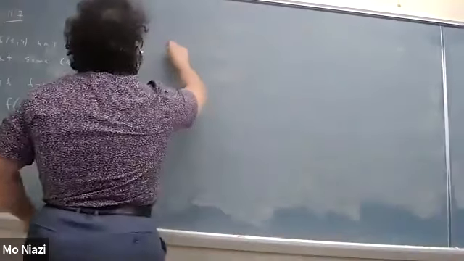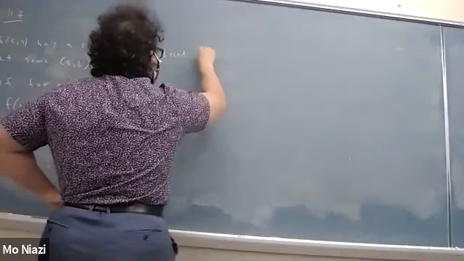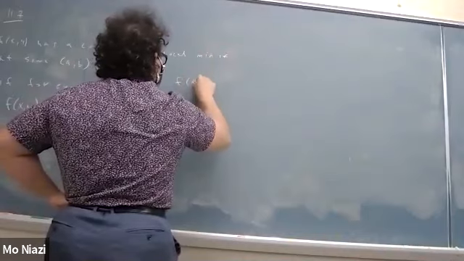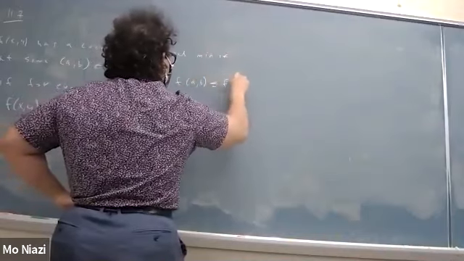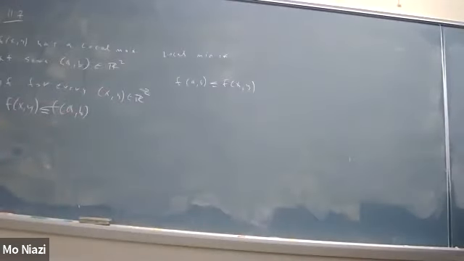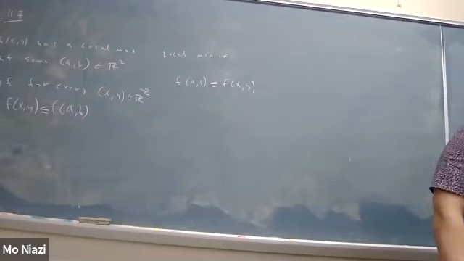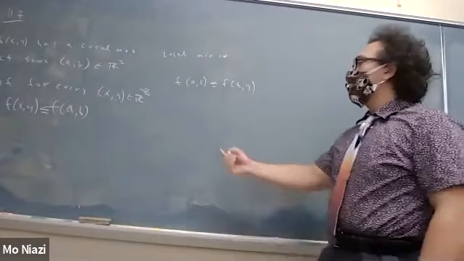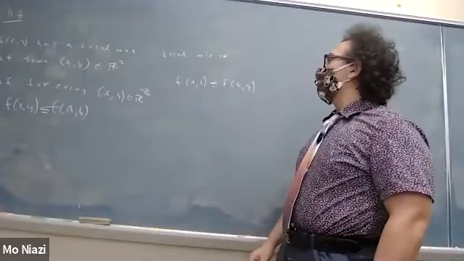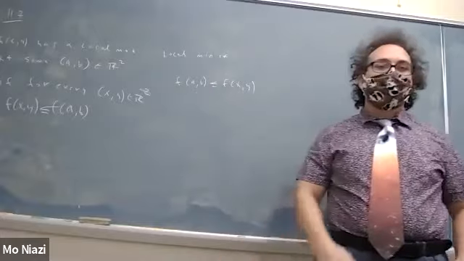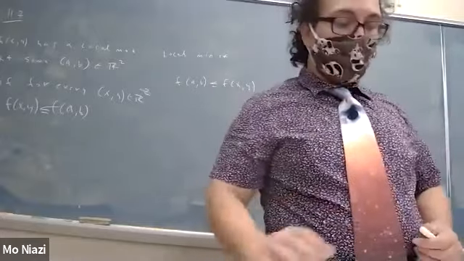And it will have a local minimum if this is true. So this is basically the intuitive argument: if it's really a minimum at (a, b), then f of (a, b) is going to be less than or equal to all the other values of f of x, y.